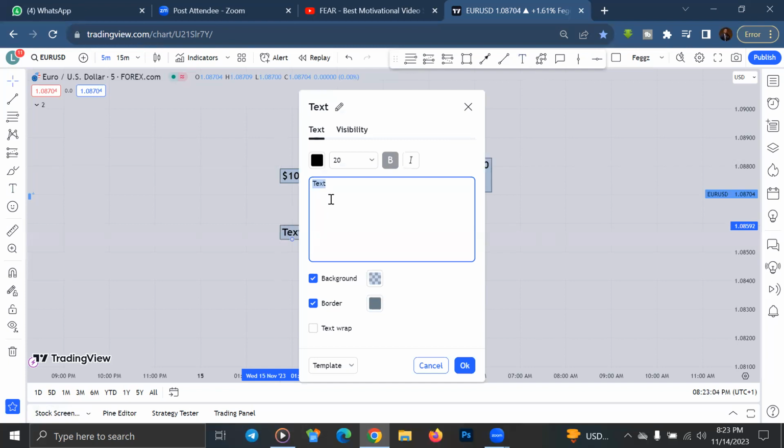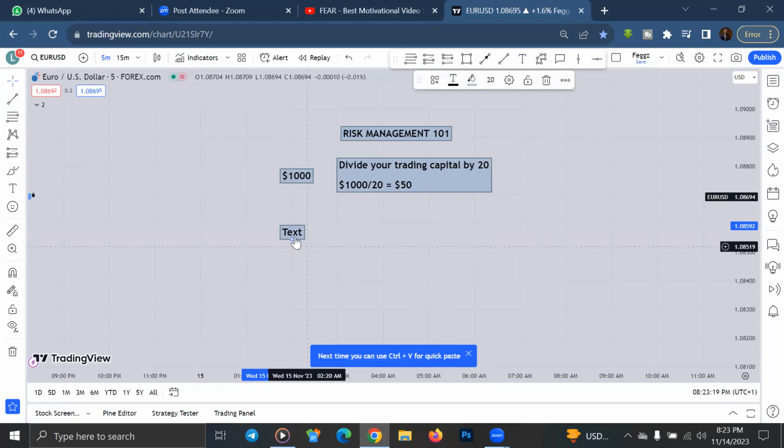So now we are talking about 20 trades. For us to lose this $1,000 account, we need to lose 20 trades straight. Before I do this, let me explain something first.